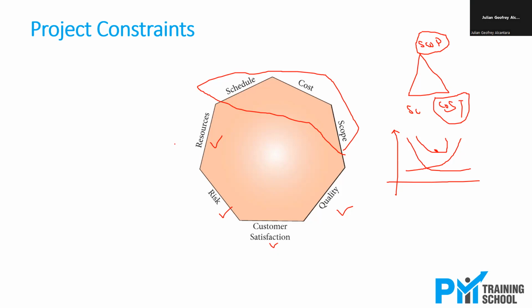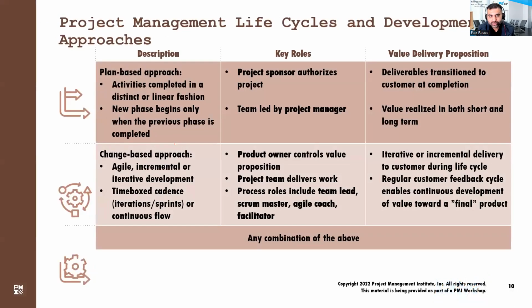Now let's move further and talk about different project management life cycles and development approaches. In fact, there are three approaches that are currently very useful. One is from the 20th century. We call it the plan-driven approach or predictive approach, also the waterfall approach. Then we have the agile approach, which is new. It started in the 1990s, with the agile manifesto published in 2001. And then we have a hybrid approach, which is a combination of both plan and agile approaches.